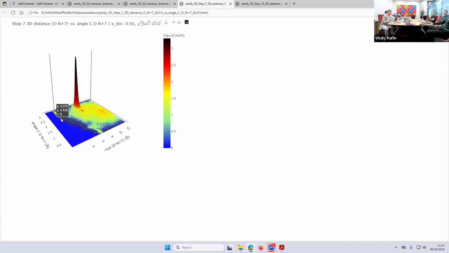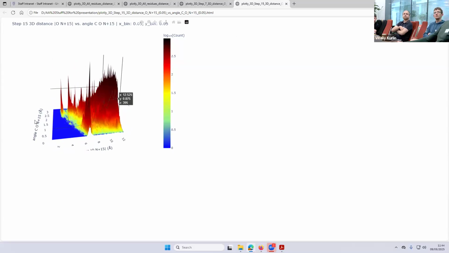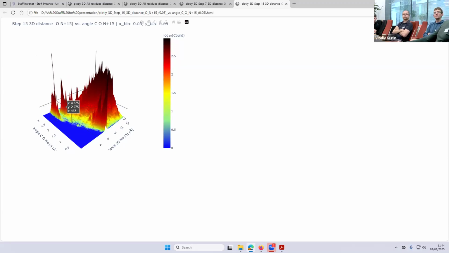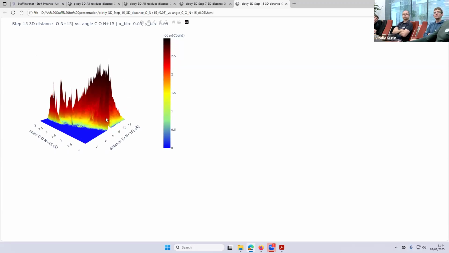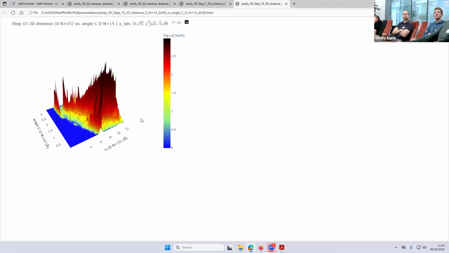But the fact that this peak appears, even though it's overshadowed, in multiple step sizes, here's step 20, and here's the peak, speaks to the consistency of the conditions of hydrogen bonding. Does anyone have any questions so far?